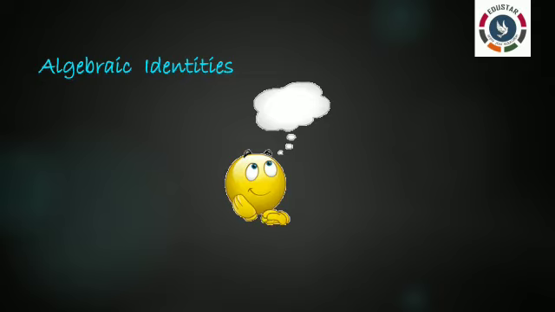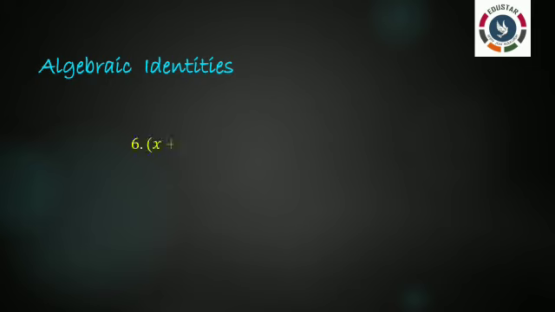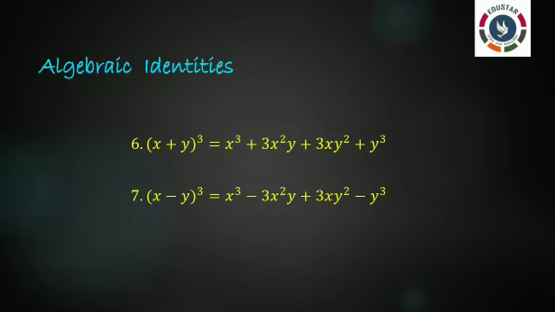The sixth identity is (x plus y) the whole cube is equal to x cube plus 3x square y plus 3xy square plus y cube. And the seventh identity is (x minus y) the whole cube is equal to x cube minus 3x square y plus 3xy square minus y cube. Hope you can remember all the 7 identities. Practice them by writing in your note.